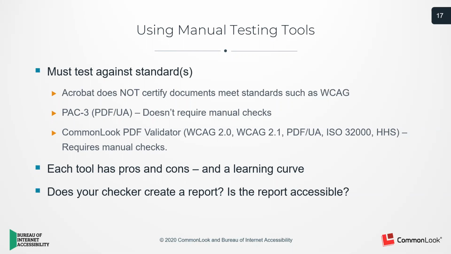There's a tool called PAC 3 that's a free tool that tests against PDF/UA. And it can help fine-tune and find additional accessibility issues that need to be fixed within the document. The only issue with the PAC tool is it doesn't require manual checks. So it just looks for the presence of alt text, for example. And if it does see alt text, it's going to pass it and say, there was alt text.